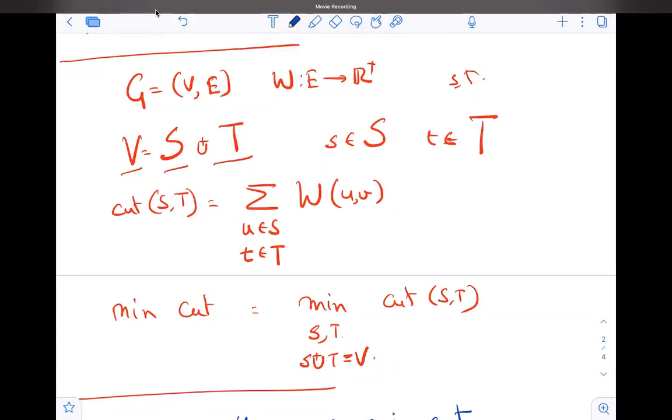So do we know that all the weights are positive? Yeah. Okay.